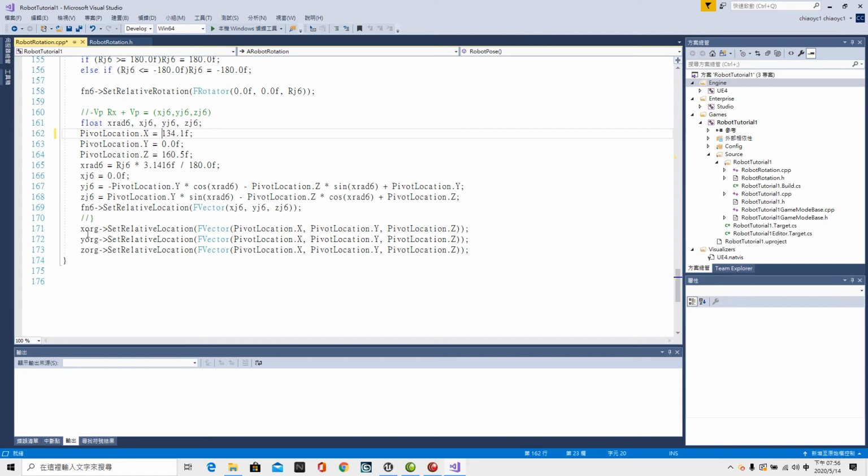134.1, and then at the SORG minus greater, SetRelativeLocation bracket FVector bracket pivot location dot X. We have to change the sign of it, comma pivot location dot Y, comma pivot location dot Z, bracket, bracket, semicolon. And the YORG, the same, we have to change the sign of pivot location dot X. And the same for the ZORG, we have to change the sign in here, minus pivot location dot X.